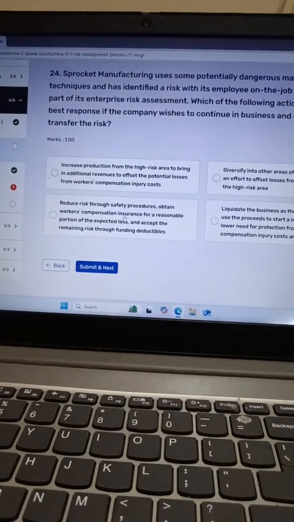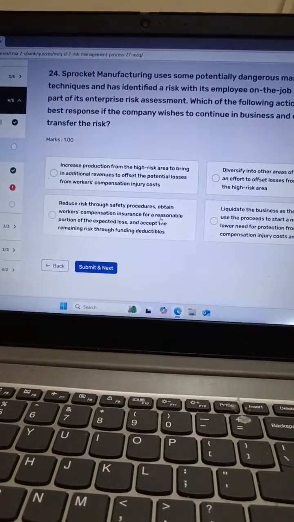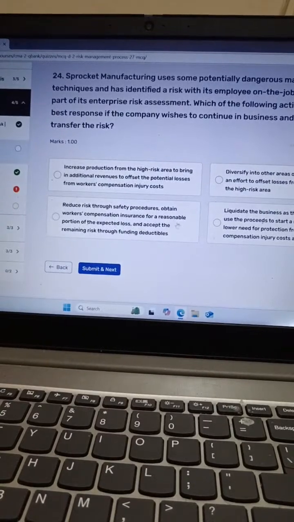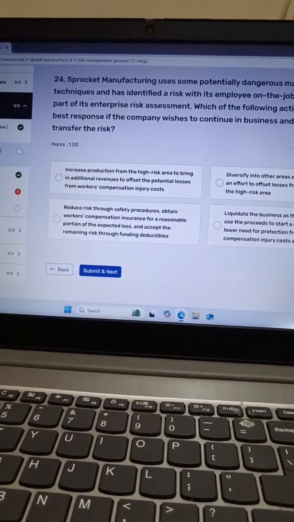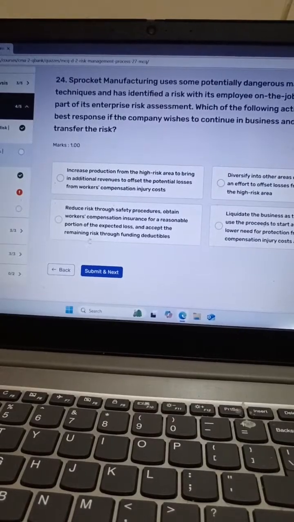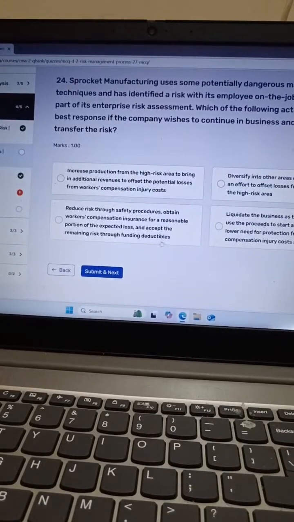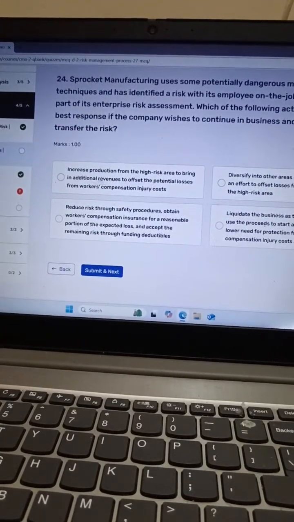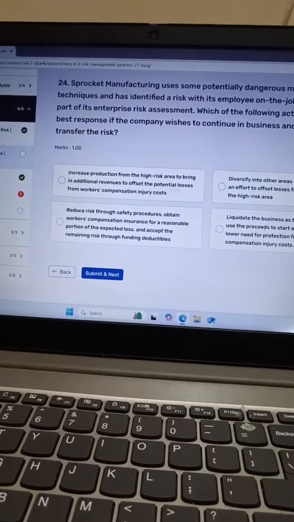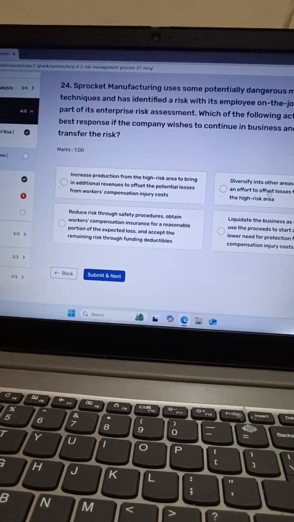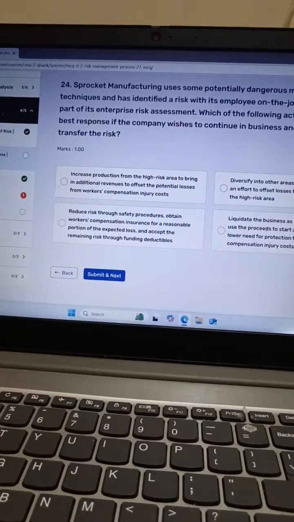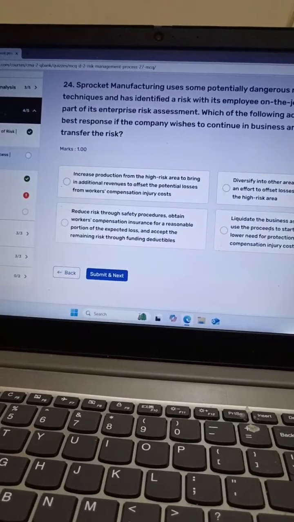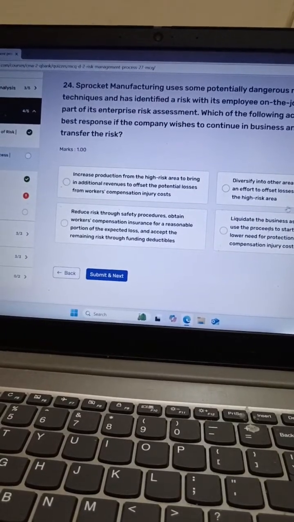Reduce risks through safety procedures and obtain worker compensation insurance for the reasonable portion of the expected losses and accept the remaining risks through funding. Increase production of the high risk. This is wrong. And diversify into other areas of business that are safe, in an effort to offset losses from the employee injury in the risky area.